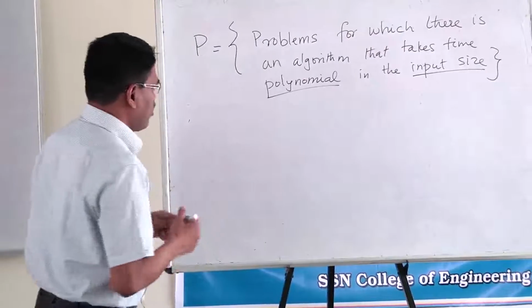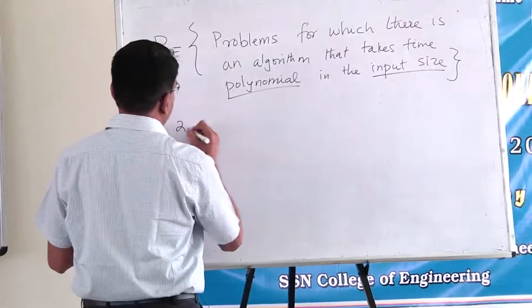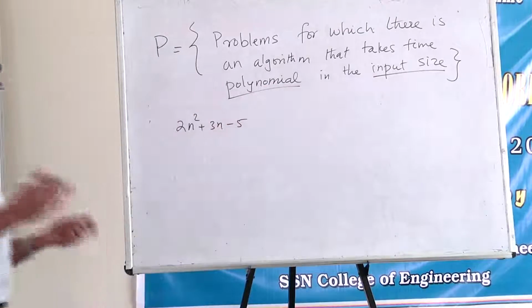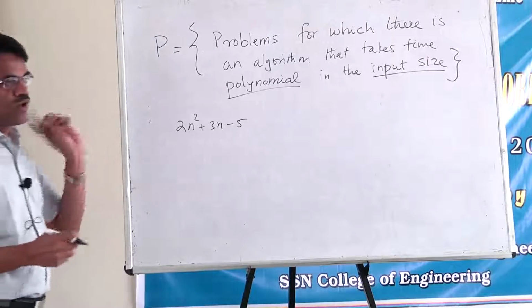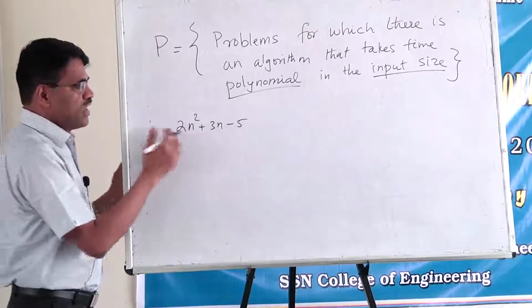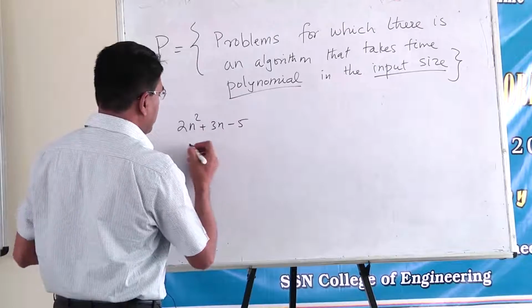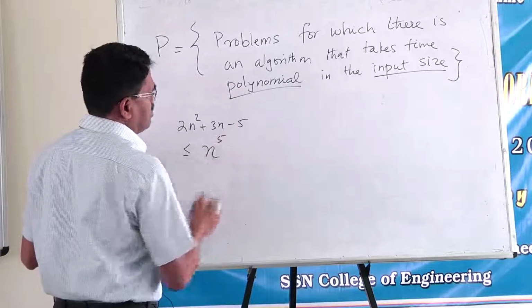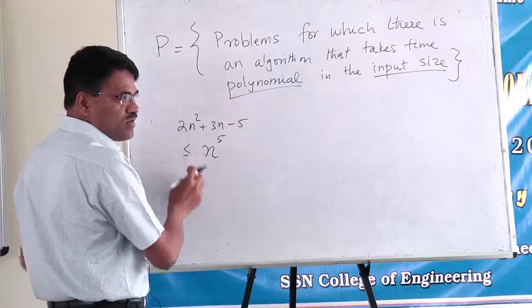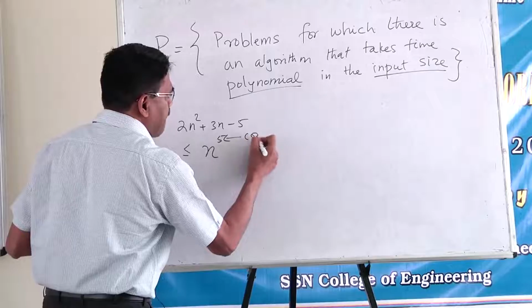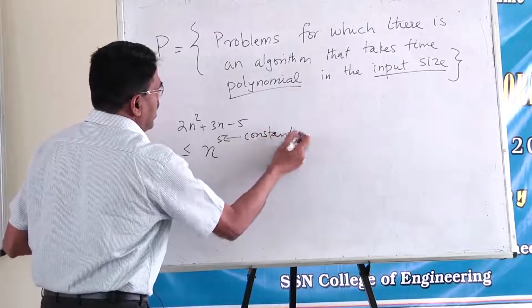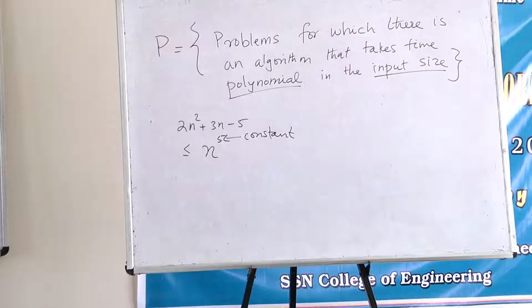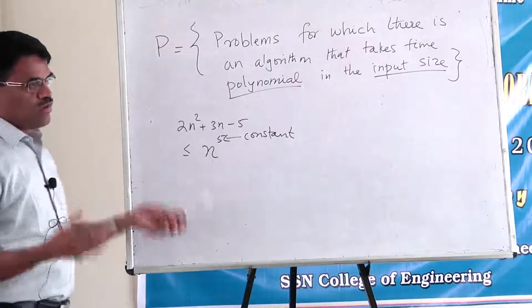So what is a polynomial running time? It can be something like 2n square plus 3n minus 5. You've all seen polynomials in high school. So this is a polynomial in n. In particular, it's all bounded by some n power constant, 5, 10, 100, whatever. This is a constant; it doesn't depend on n. Any algorithm whose running time is bounded by some n power constant is a polynomial algorithm.